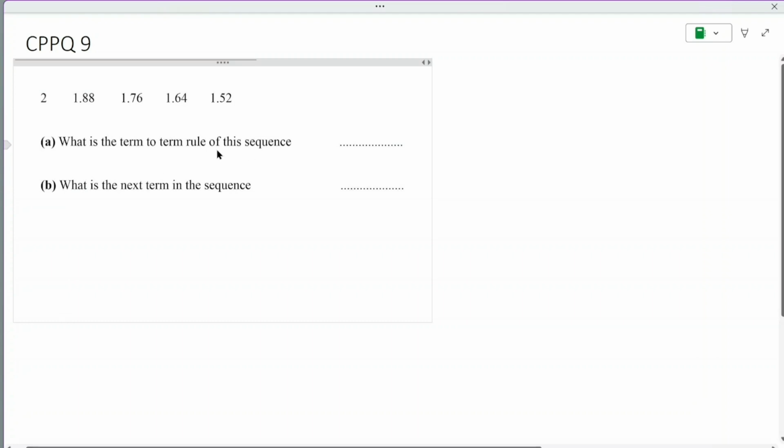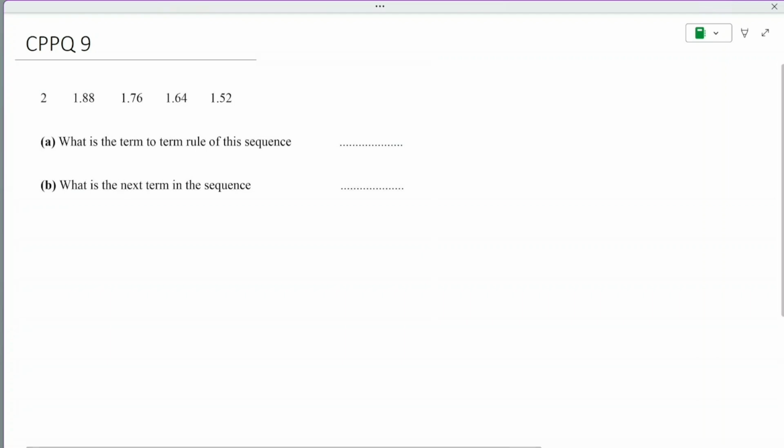Looking at this question, the topic is well spelled out, which is sequence. And we have to get the term-to-term rule. To get the term-to-term rule, we have to study the sequence first. You see, this is 2. It has dropped to 1.88. 2 is greater than 1.88. And from 1.88, it dropped to 1.76. And it's going down. So how do we get the term-to-term rule of the sequence? Since it's dropping, we can just say the first term minus the second term.